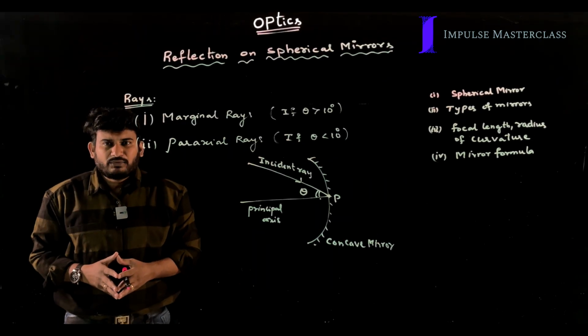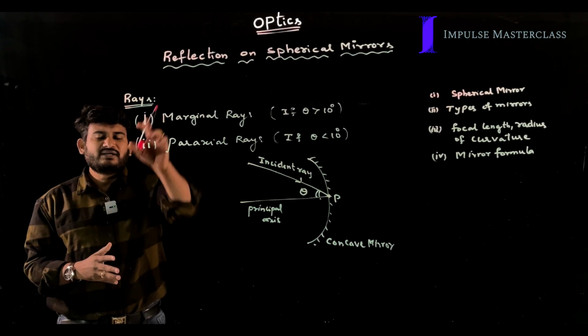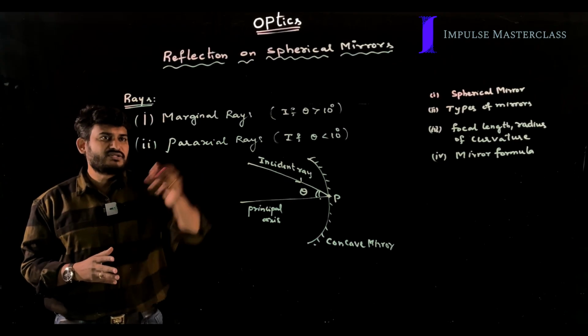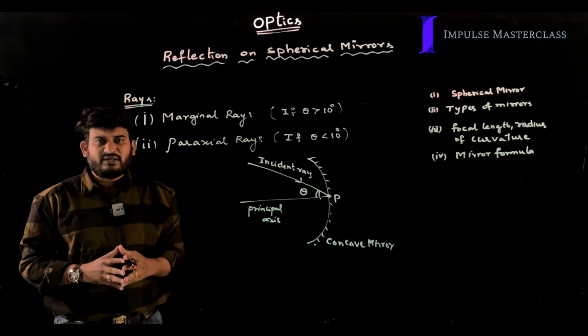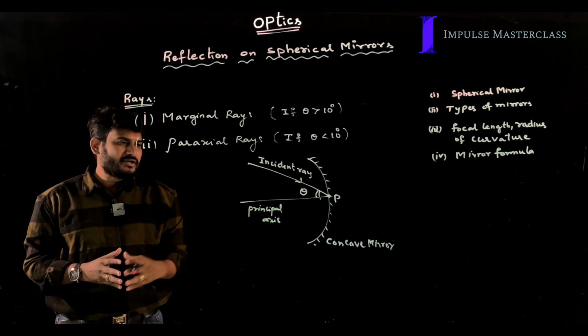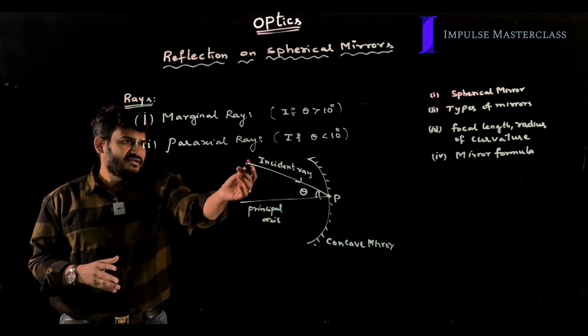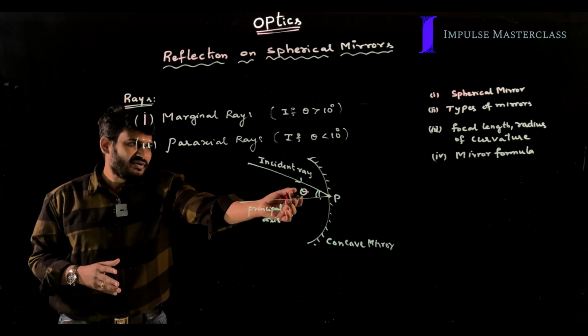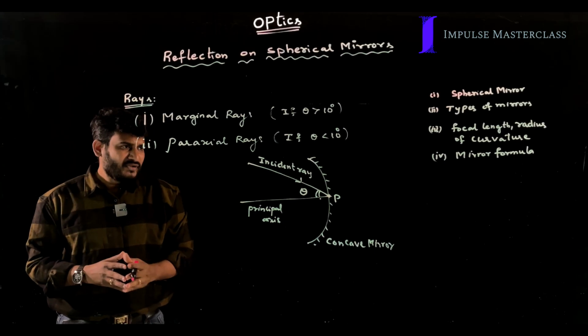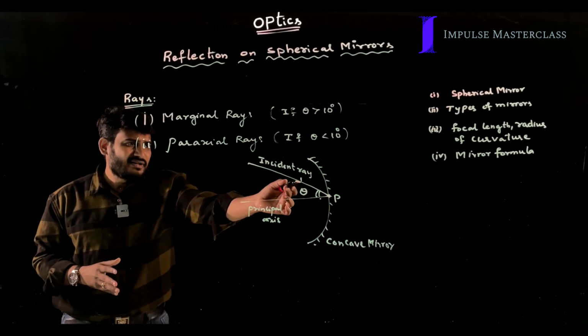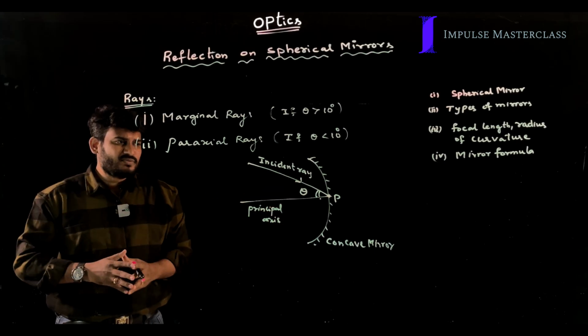Let us understand about the rays. Generally, rays are divided into two categories. One is marginal rays and another is paraxial rays. See, let us consider a concave mirror. For this concave mirror, I already considered the principal axis here. This one is the incident ray. That incident ray is falling at the pole of the mirror, P. Here, theta is the angle between the incident ray and the principal axis.